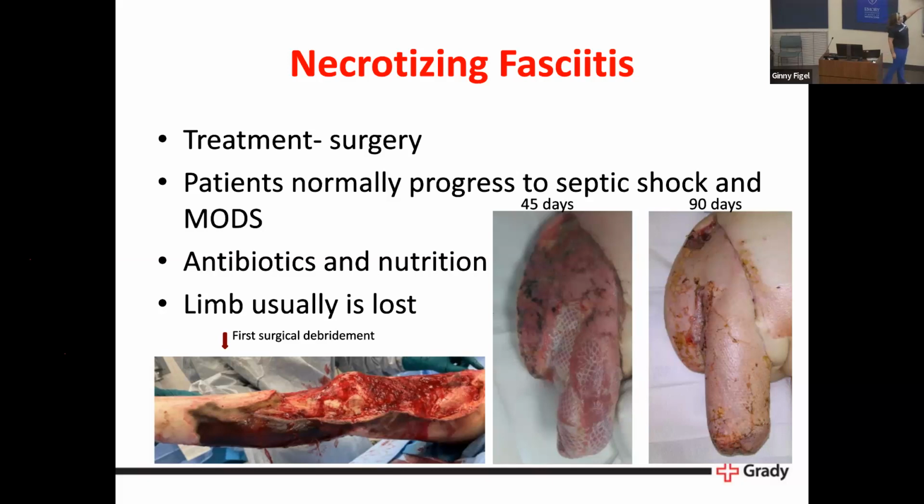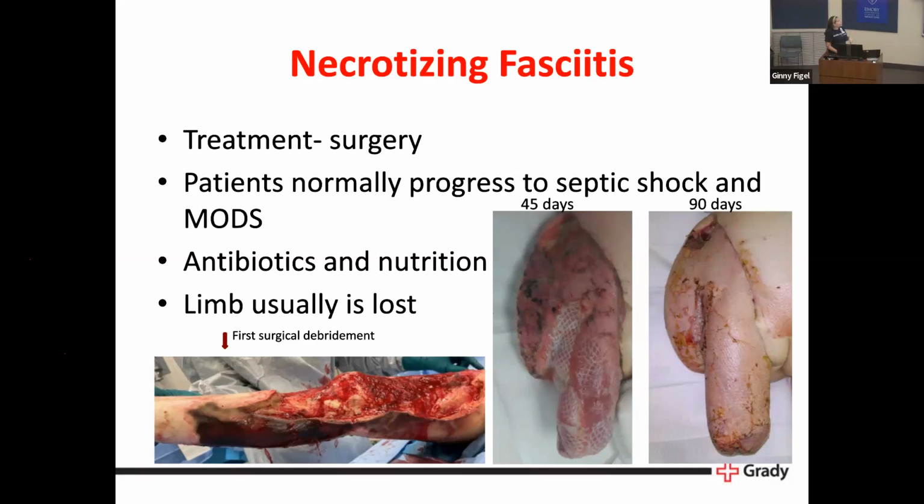So this picture was taken on the first day of surgical debridement. So you can see she fell, small injury, the bacteria got into her leg to the point to cause necrotizing fasciitis. And you see all that dead tissue? It's supposed to be sitting in here. Okay, so that's what it looked like at first surgical debridement. The only treatment for necrotizing fasciitis is surgery and good wound care.